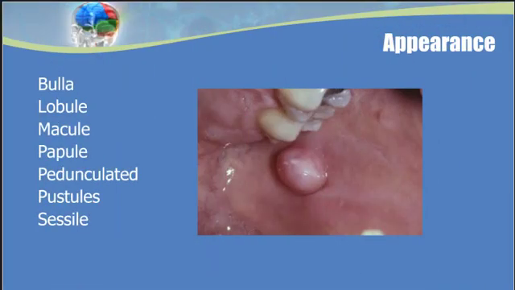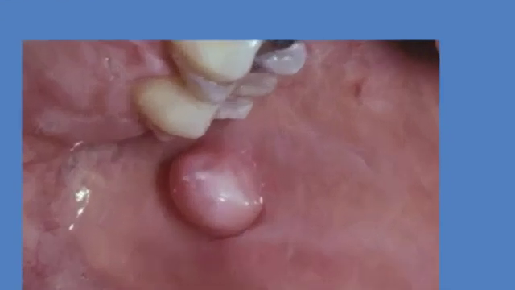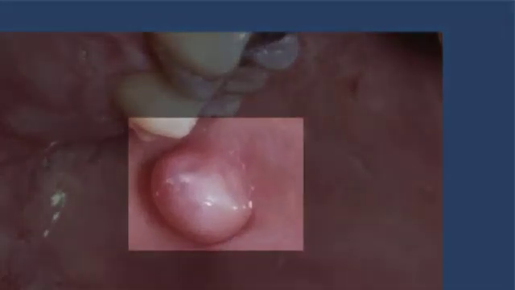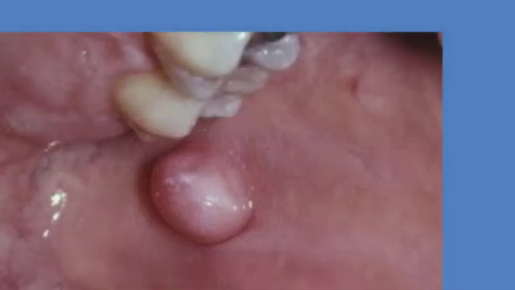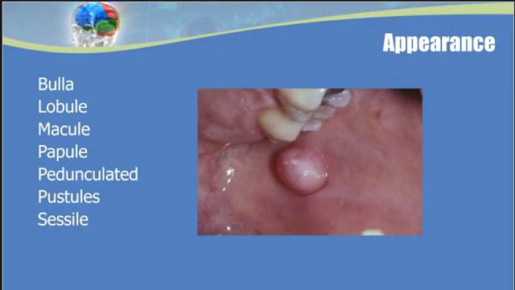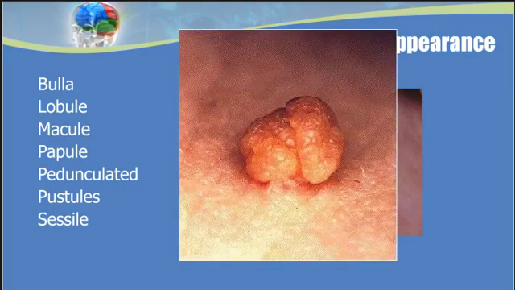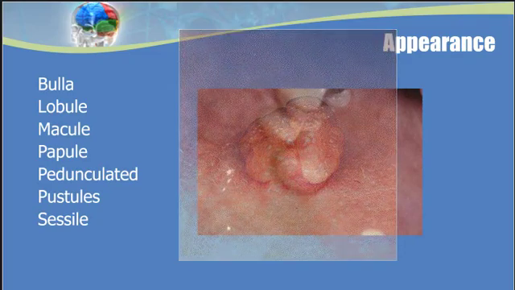Now here is an example of a sessile base. So here you can see that the base of this lesion is similar in size to the lesion itself. Therefore, the base is sessile versus pedunculated, where the base was more stem-like or stalk-like.